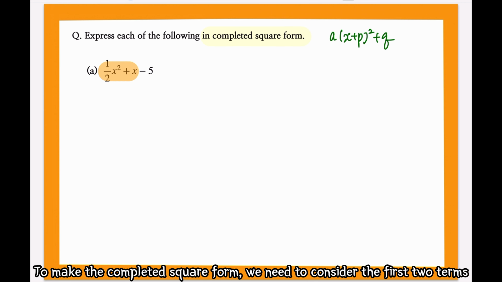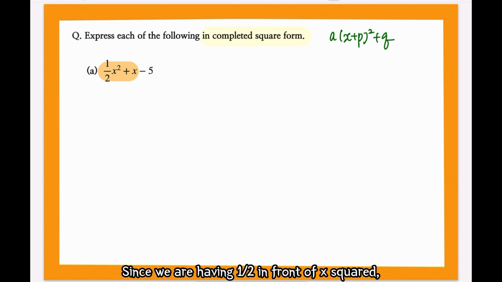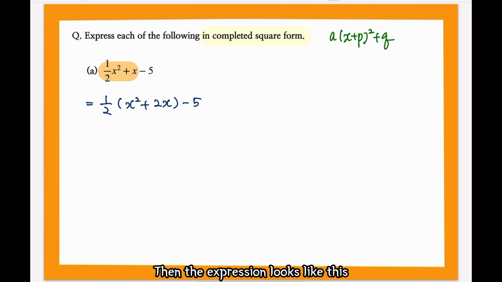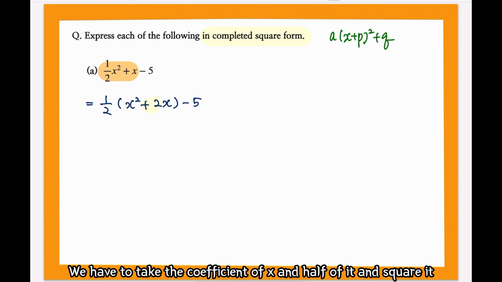To make the completed square form, we need to consider the first two terms. Since we are having 1/2 in front of x squared, we have to factorize that 1/2 from those two terms. Then the expression looks like this. Do you remember the next step to make it into the completed square form? We have to take the coefficient of x, halve it and square it.